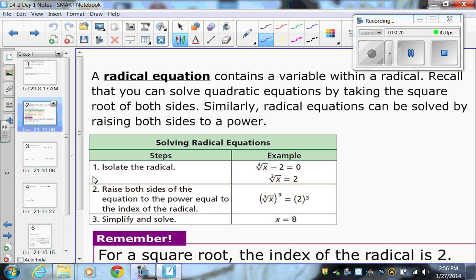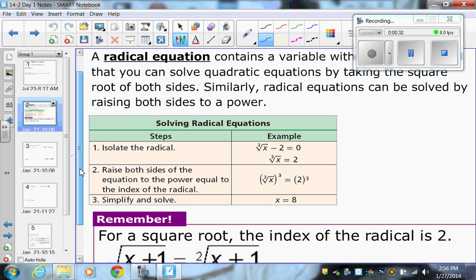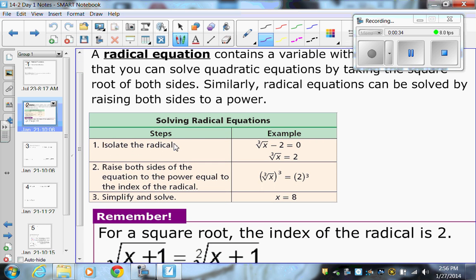A radical equation contains a variable within a radical. Recall that you can solve quadratic equations by taking the square root of both sides. Radical equations can be solved by raising both sides to a power. So this first little chart walks you through the steps of solving radical equations. Step one is always going to be to isolate the radical. Whatever the radical is, your goal is to get this by itself.